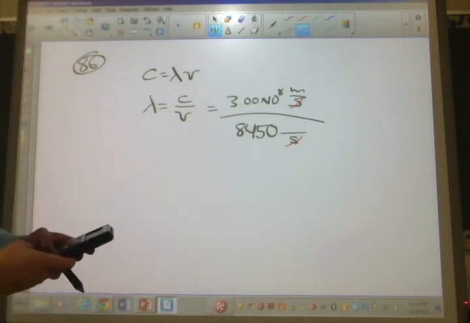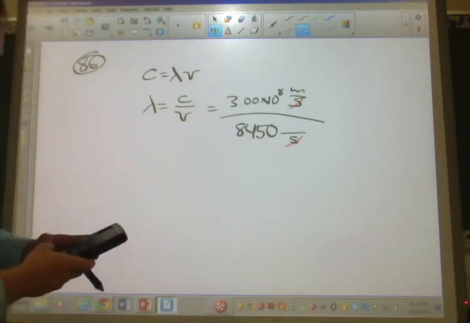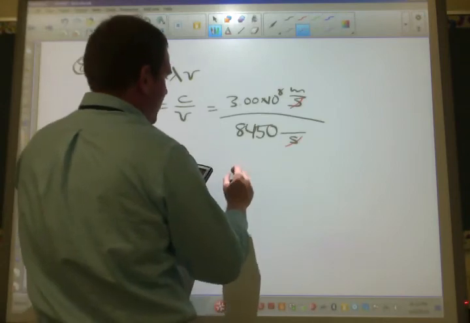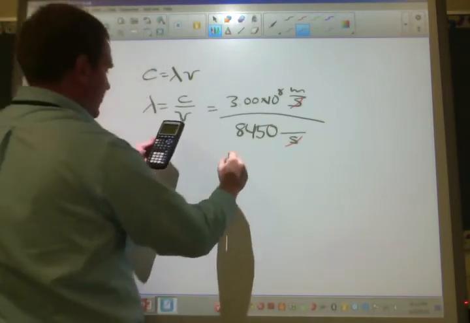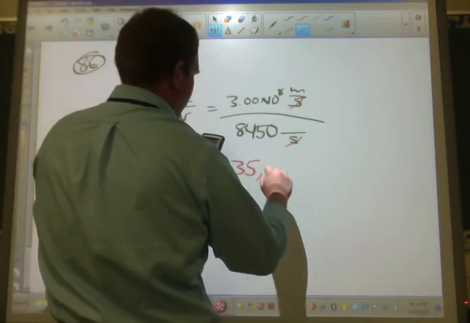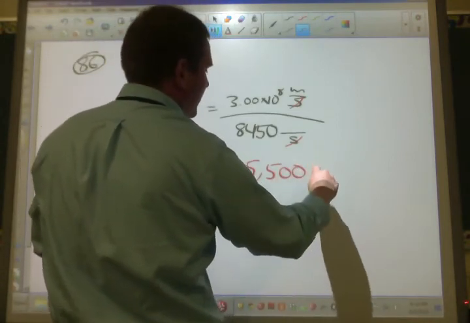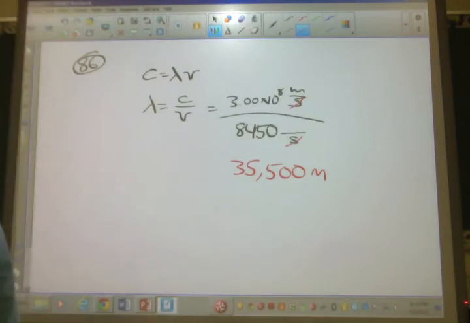So 3 times 10 to the 8th divided by 8450 gives me, and let's check sig figs here, 3 sig figs gives me 35,500 meters. So that's a gigantic wavelength, but some radio or TV waves can reach that large.